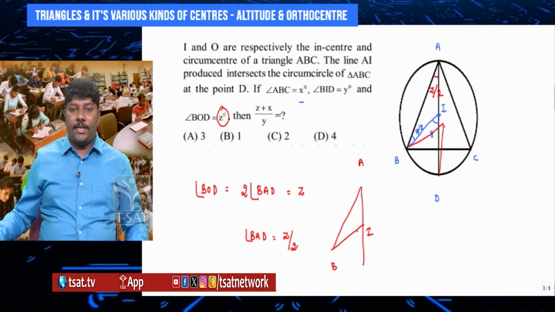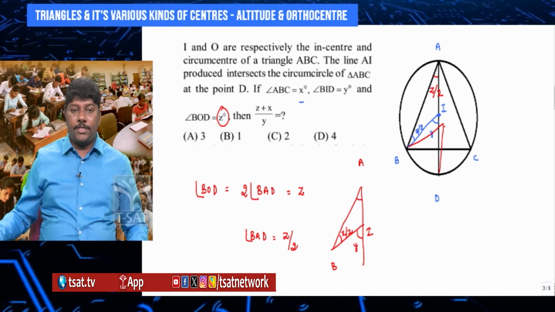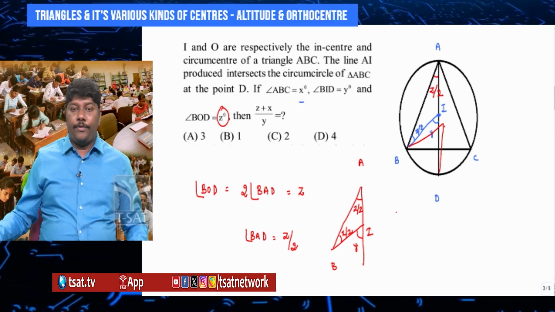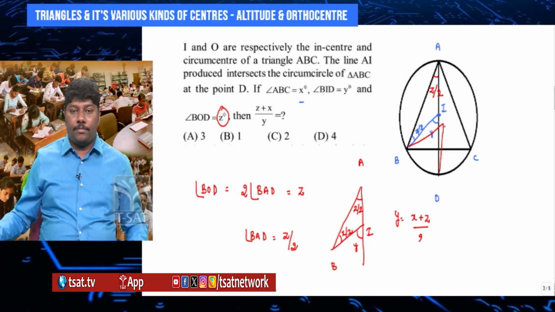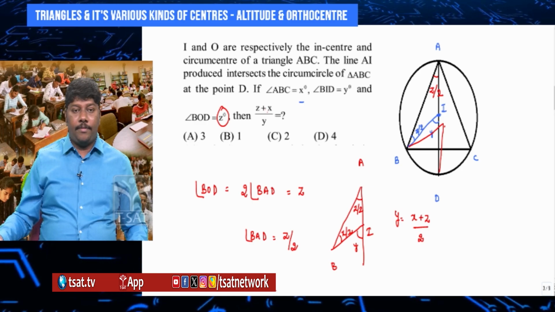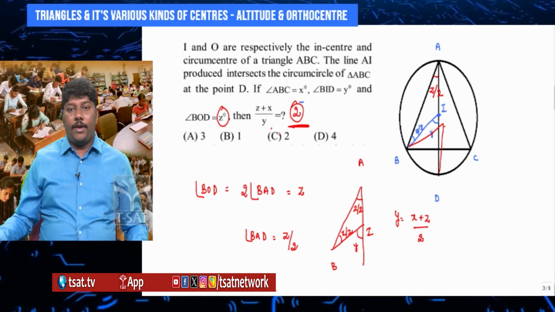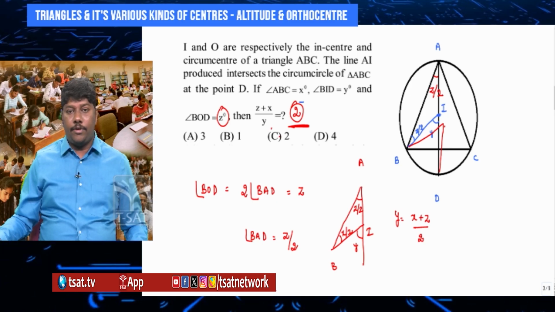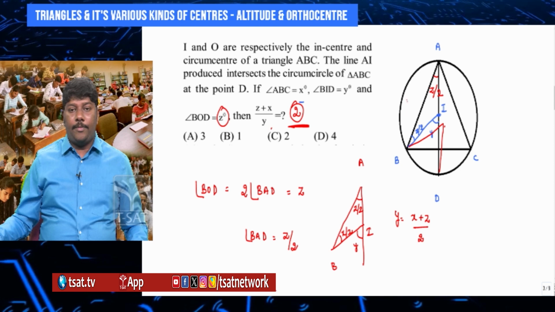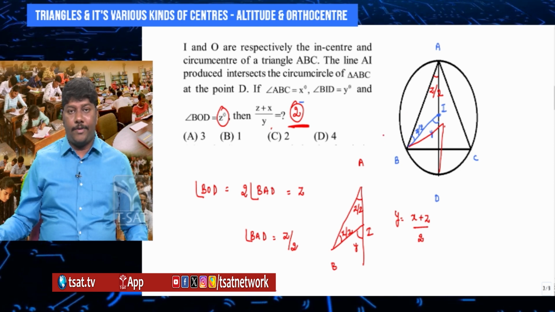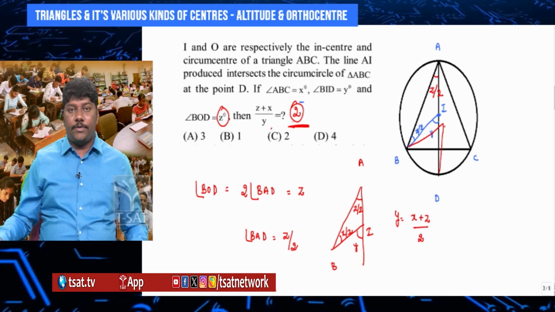For triangle BAI, the external angle is y, and the interior angles are x by 2 and z by 2. Therefore, y is equal to (x plus z) by 2. So (x plus z) by y is equal to 2. Here we have used both circumcenter and incenter properties. The external angle y is the sum of the two interior angles, x by 2 plus z by 2. So z plus x by y is equal to 2 there.